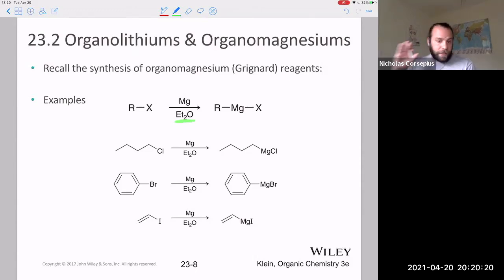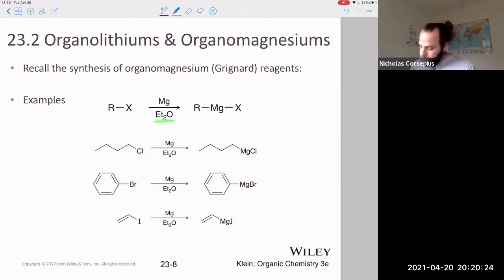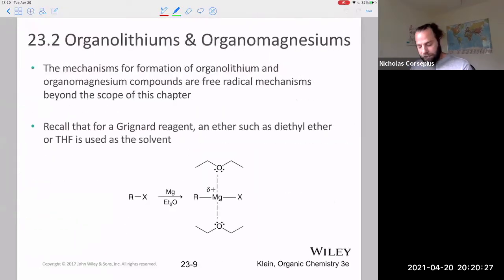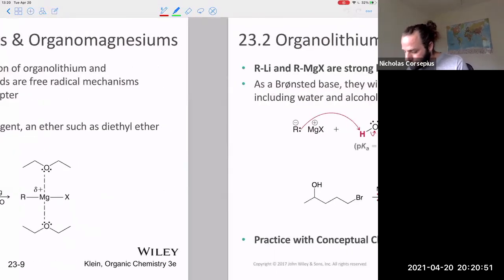Again, you can see the alkyl, the aryl, or the vinyl possibilities that you can have for a Grignard. The solvent is thought to actually play a pretty important role. You cannot have any sort of protic solvent, so you use something like an ether. THF can also be used. It's actually thought that the electron pairs on the oxygen in the ether play a really important part in stabilizing the Grignard. Not really something we need to worry about too much.